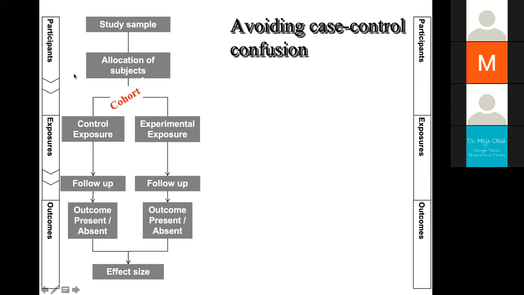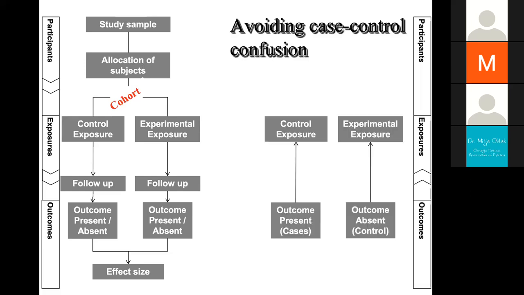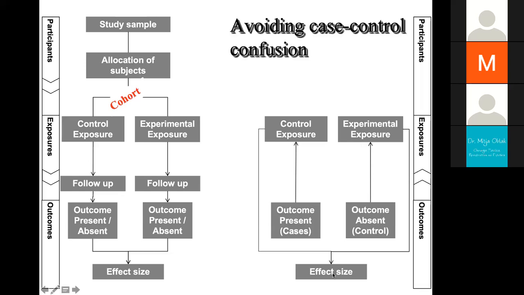Now, here you can see, as Mitya, you pointed out, that time zero is the starting point, and we move forward in time through exposures and outcome. And the use of the word control confuses us to think that perhaps we are doing a case control study. In a case control study, the starting point is the outcome. It's not the exposure or the allocation. The case control study then goes back in time to check whether there is exposure. And then it uses all this data to calculate the effect size. This is a case control study. Did I explain it correctly?